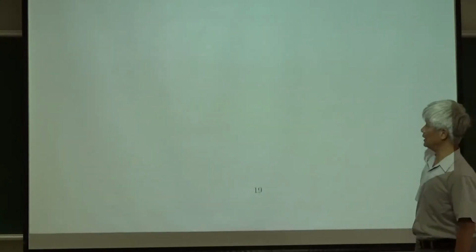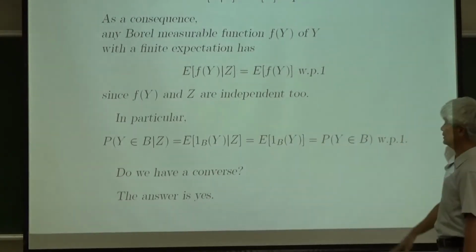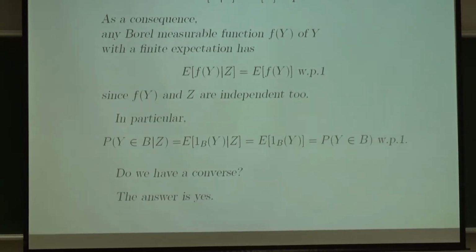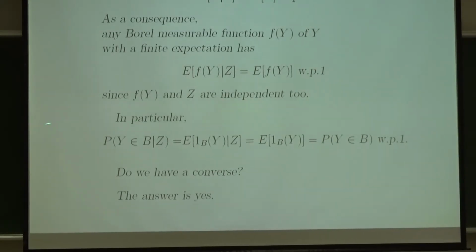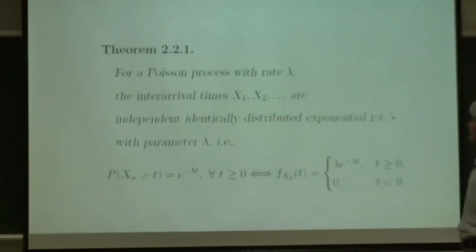Okay, so the proof gives the answer, right? The answer is yes, and we know that. So this is this statement: if this is true for all Borel sets, this is much stronger than this one. It seems stronger, but actually they are equivalent to each other, because we use only the Borel sets which equal this semi-infinite interval.